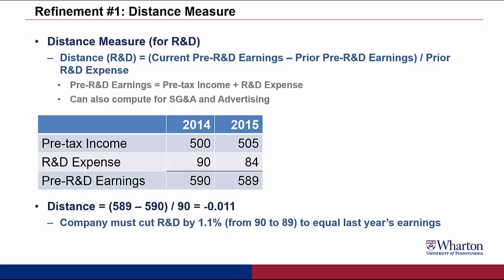And you can see this in the table. If they had cut R&D from 90 to 89, their pre-tax income would have been 500 and they would have just met last year's earnings. Now, as it turns out, they cut R&D by more than that, and what it did was it allowed them to take what would have been a decline in pre-R&D earnings and turn it into an increase in pre-tax income.